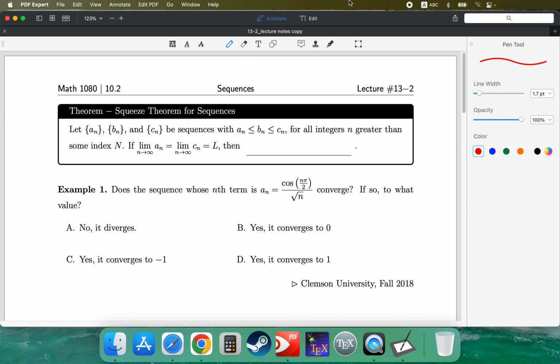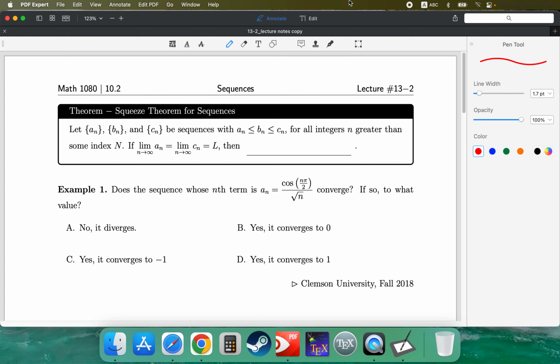Hello everyone. Today I want to talk about 10.2 sequences, the second part. In the previous lecture, we talked about some techniques to evaluate the limit of a sequence. And today I want to introduce one more. It's called the squeeze theorem for sequences.